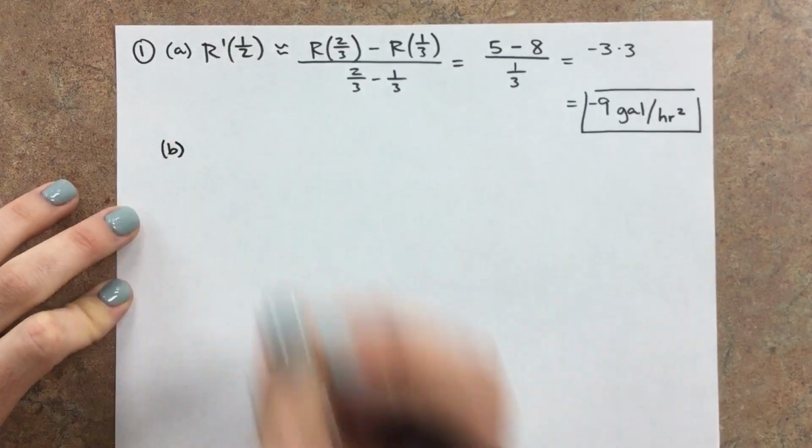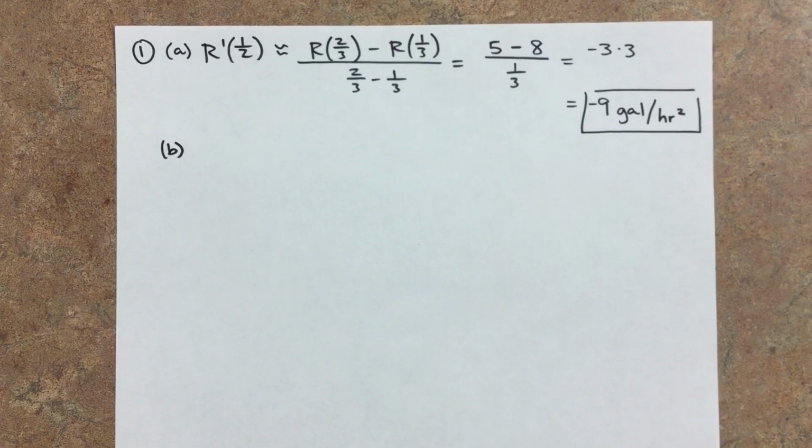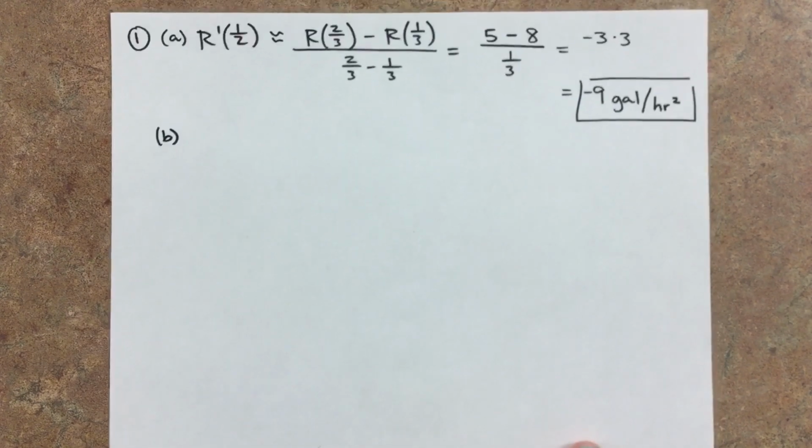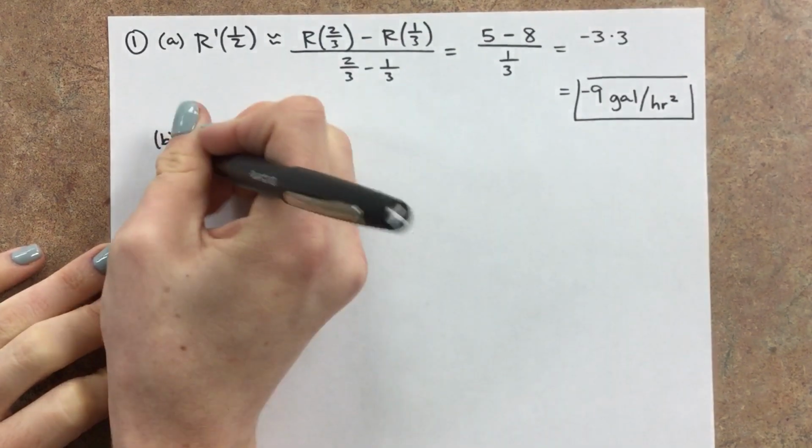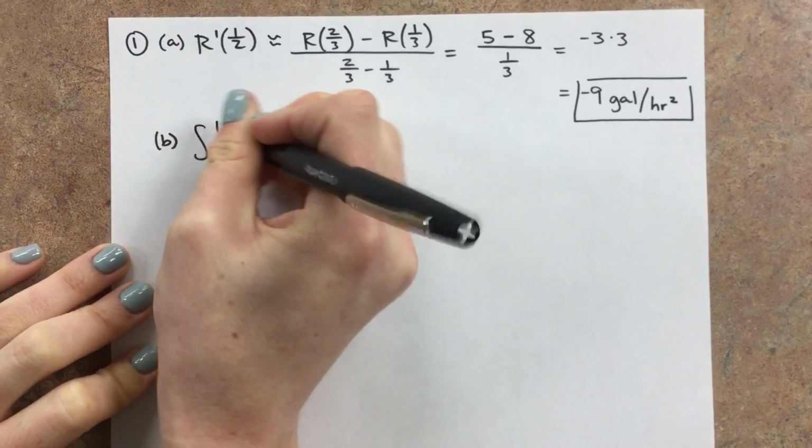Letter B. Letter B says use a left Riemann sum. Remember what I've been telling you guys in class. It's never going to be your idea to use a Riemann sum. They'll always tell you, and they'll always be specific about which one they want you to use, whether that's left, right, midpoint, or trapezoid sum. So 3 subintervals indicated to approximate this value right here.